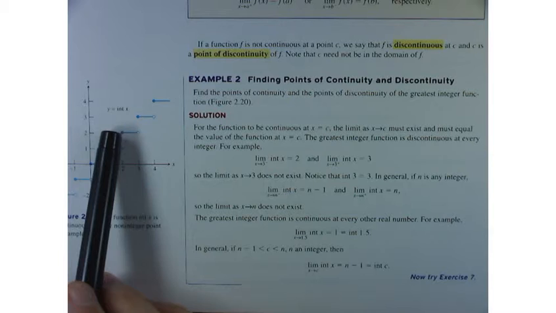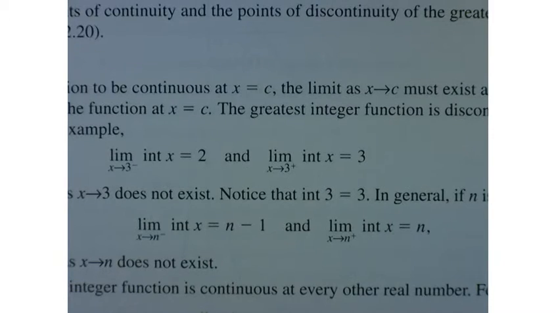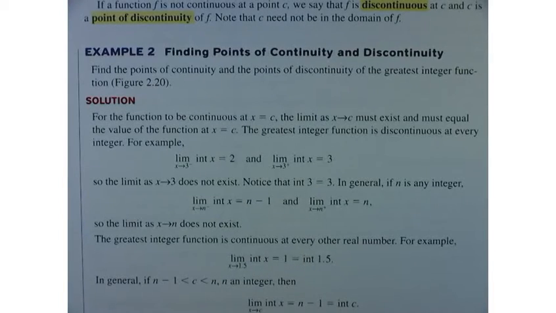But basically what the textbook says is that the limit of the greatest integer function equals 2 when we approach 3 from the negative direction, but when we approach it from the positive direction, the limit is 3. So the limit doesn't exist. We don't have a two-sided limit. Well, if we don't have a two-sided limit, then it's no fun. We don't want to be involved.